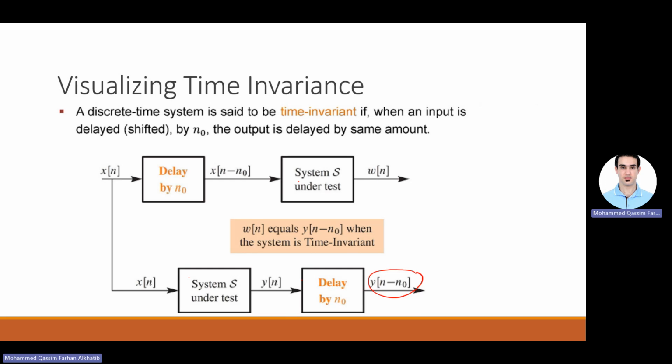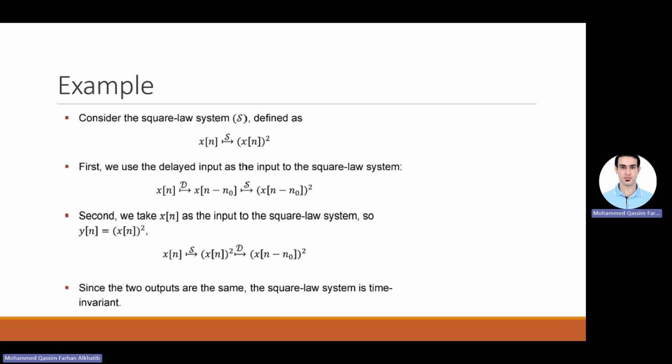So a discrete time system is said to be time invariant if when an input is delayed or shifted by n naught, the output is delayed by the same amount. I believe there is an example here.